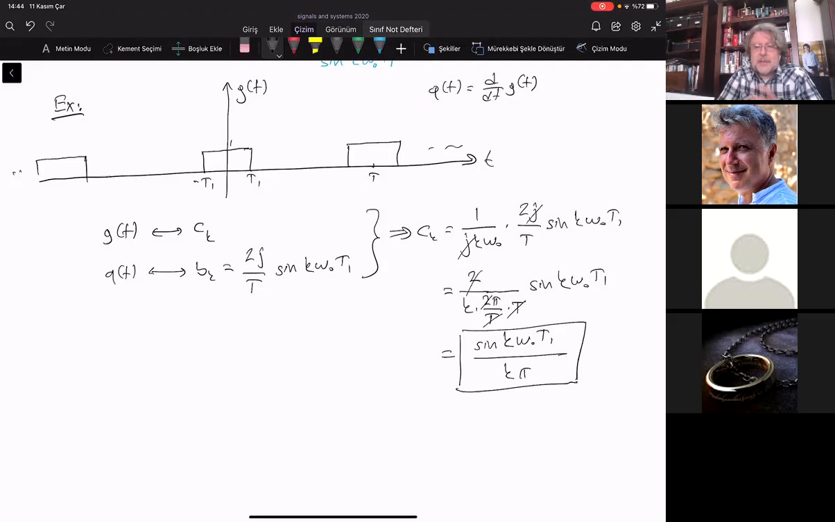I would say for k different than 0, because if k is equal to 0, it's a 0 over 0 ambiguity. So it's always safe to find the C0 value separately. But for all others, it's this. And for k equal to 0, it's again this, by the way, because the sine 0 over 0 ambiguity can be handled by L'Hopital's rule: you take the derivative of the numerator and the denominator separately, and it will give you, I think, 2 capital T1 over capital T or something like that. You will still find the same formula.